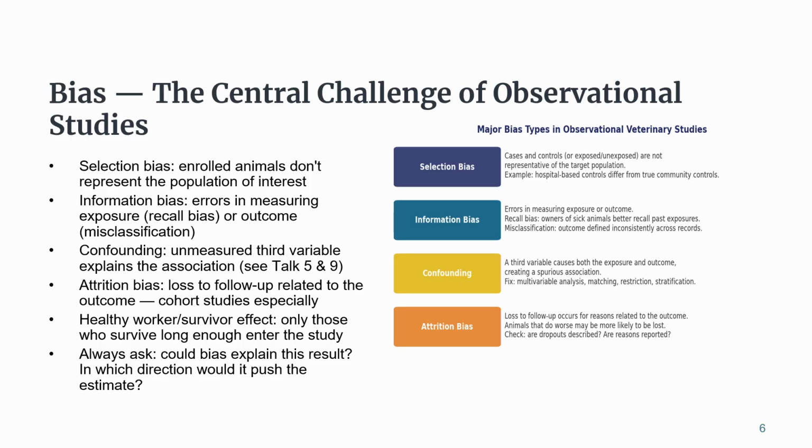Information bias is about measurement. In a retrospective record review, how consistently was the exposure recorded? Did different clinicians document the same thing the same way?